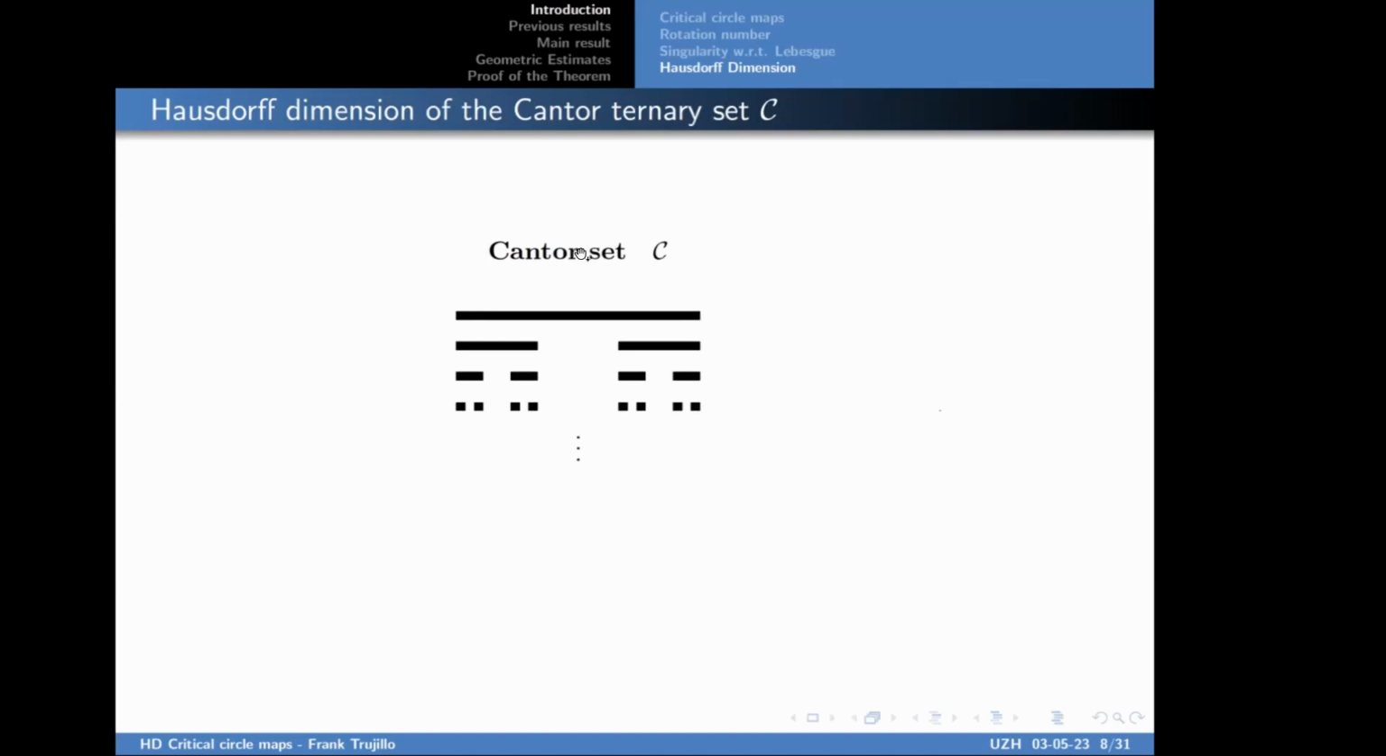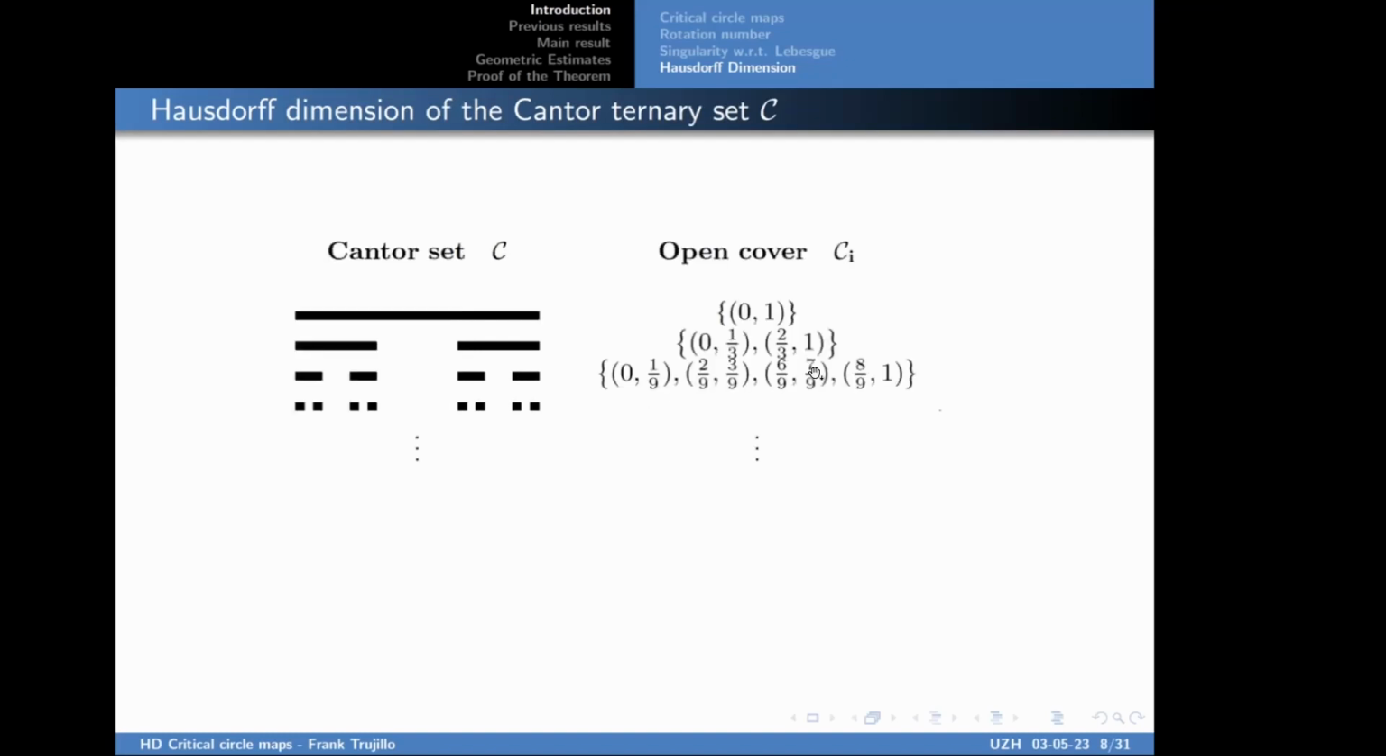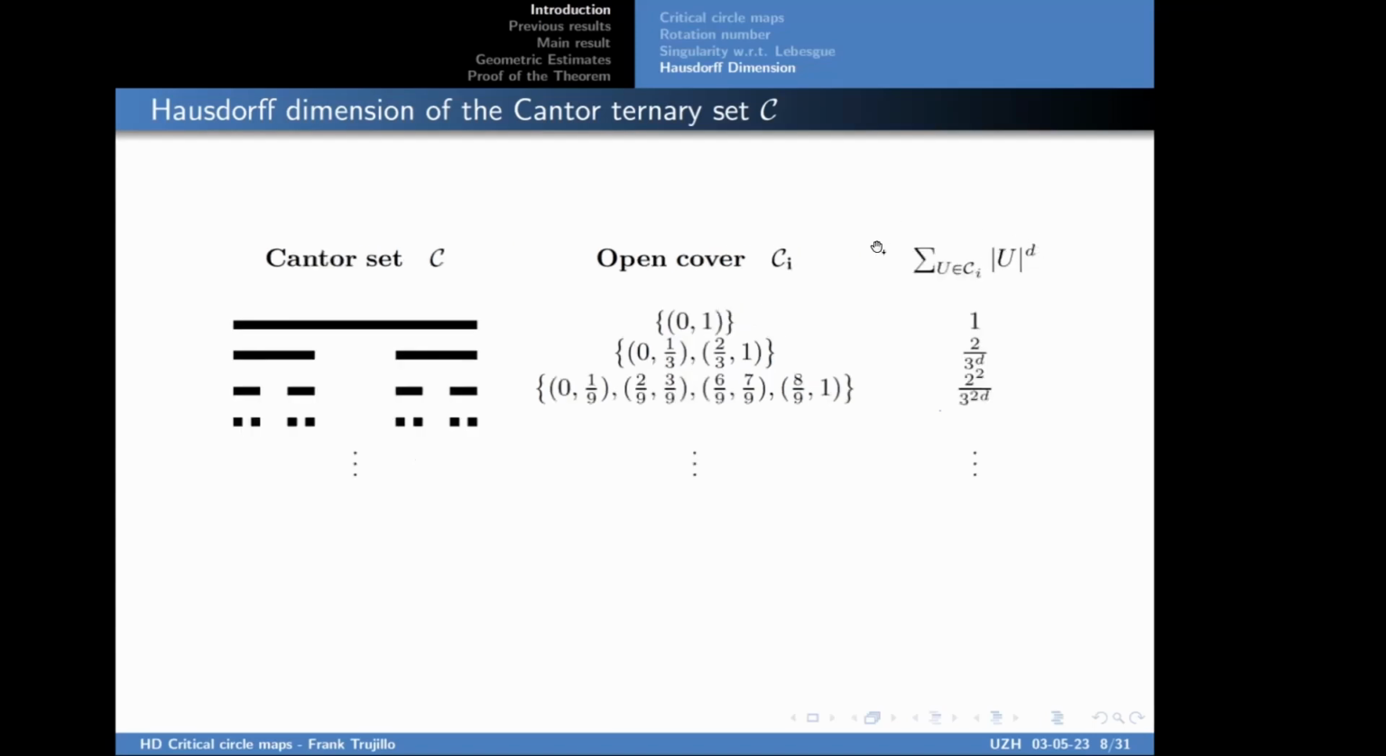If you allow me to ignore the endpoints of these intervals, I can consider the intervals that I draw here as open covers of my Cantor set. The first cover has only one interval of length 1. The second cover has 2 intervals of length 1/3, and so on. Once I have these open covers, I am allowed to consider the quantities I had before, which I use in my definition of d-dimensional Hausdorff content. And then I just do the computation.